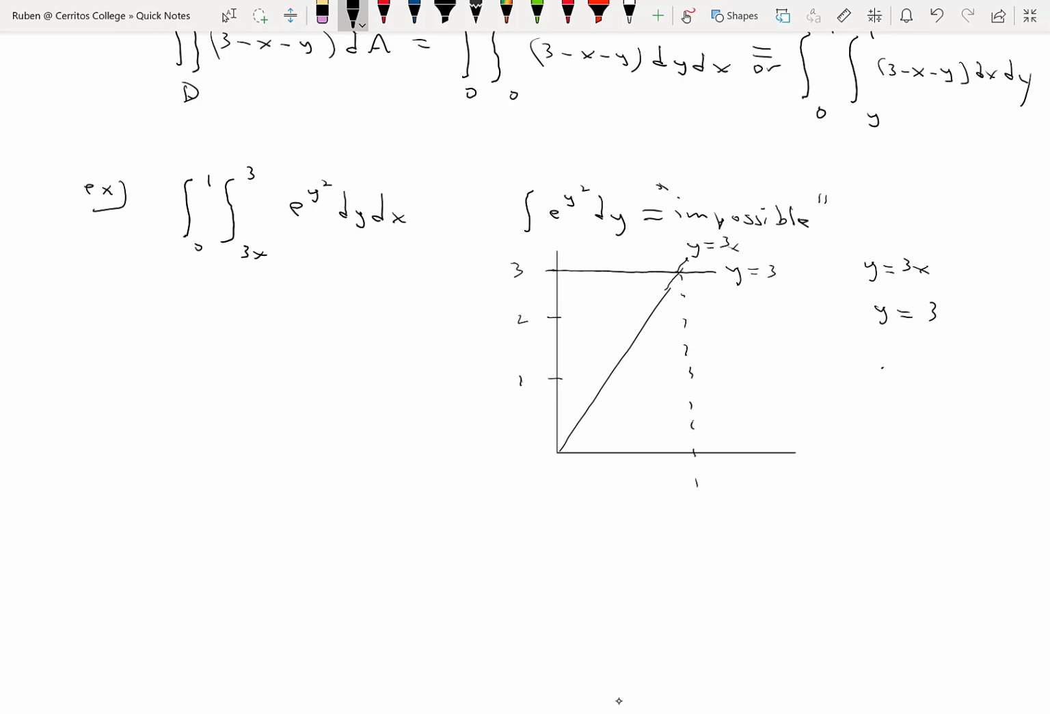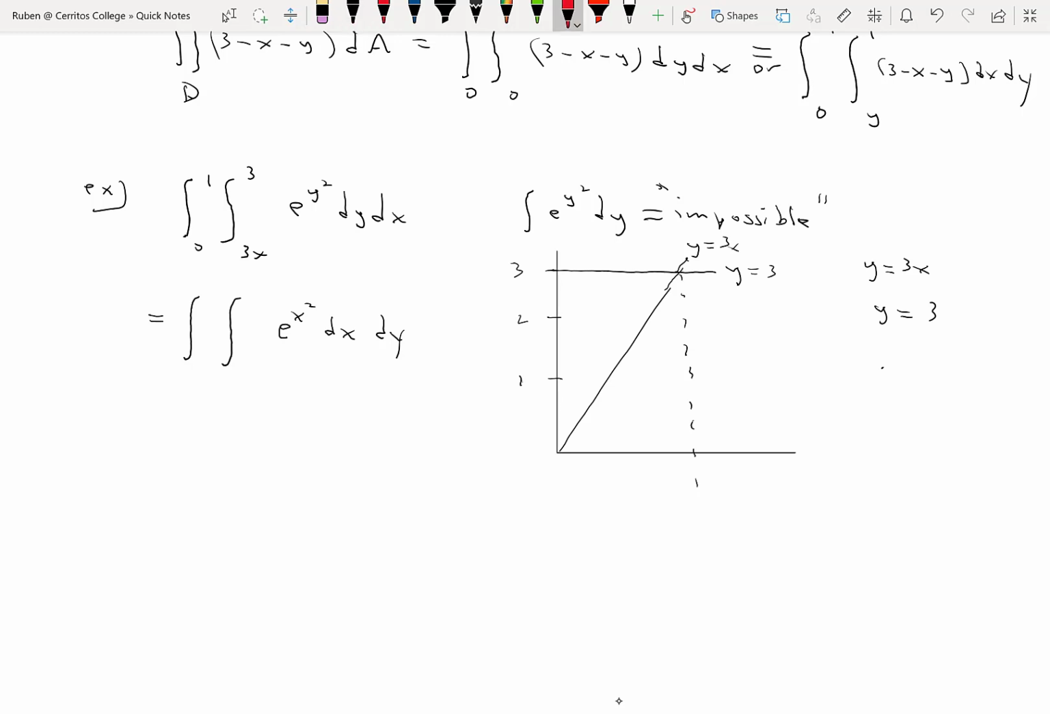Okay. So I want to reverse the order of integration. I want to treat this as a type Roman numeral 2 region. That means I want to integrate with respect to x first. The Roman numeral 2 region has x as a function of y on the left, x as a function of y on the right.